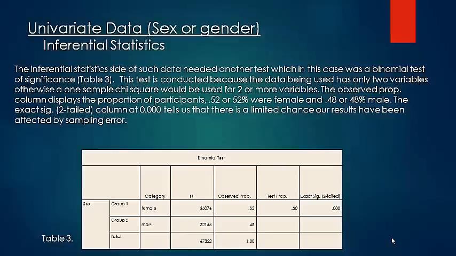The observed proportion column indicates that 0.52 or 52% of participants were females. The exact sig-2-tailed column is at 0.000, so we can be sure our results have a limited chance of being affected by sampling error. Simply put, the number of participants were predominantly female. The exact sig-2-tailed reinforces that our data is correct.